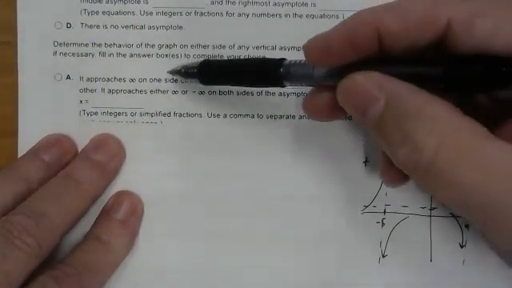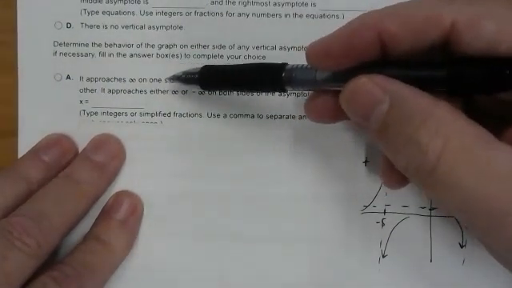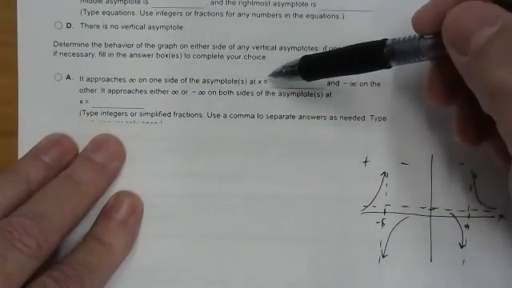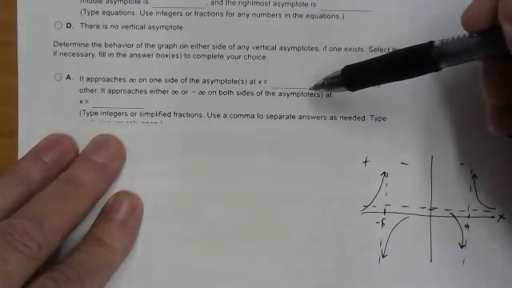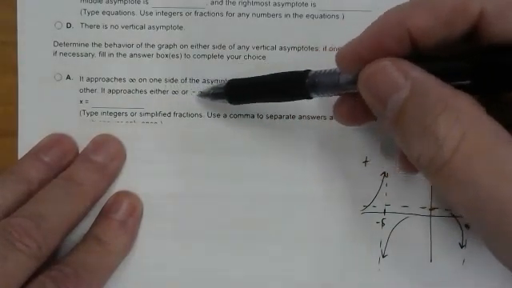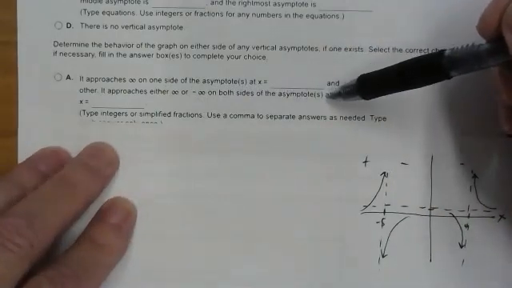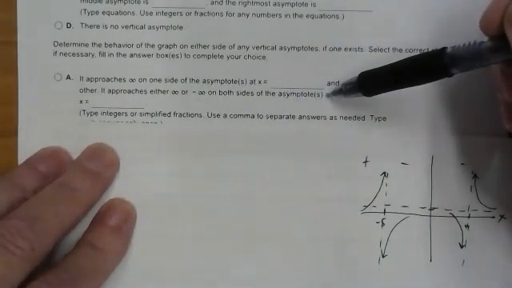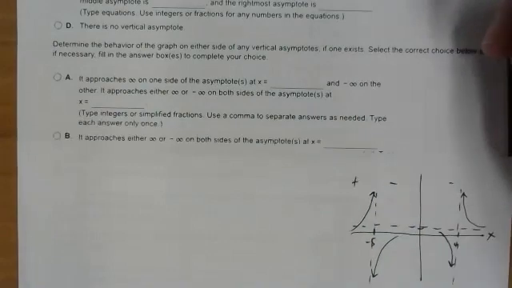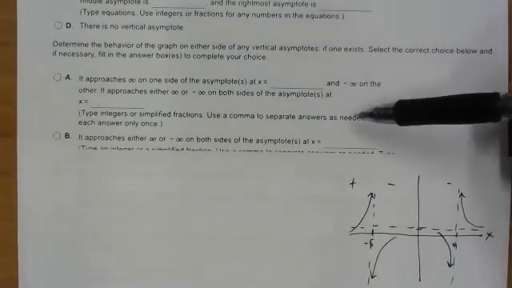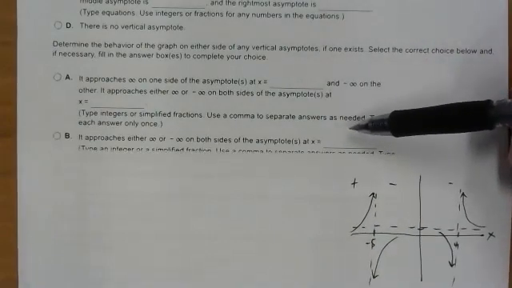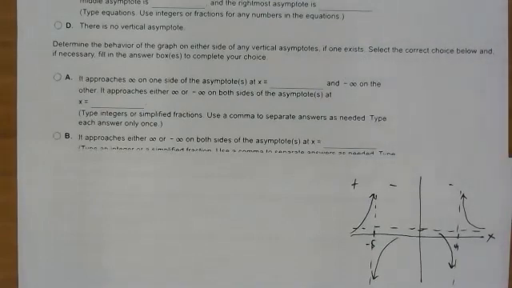This is almost more confusing. It approaches infinity on one side of the asymptote at x equals 0. On the other, it approaches... This is very confusing, these questions. Let me see what they're getting at.